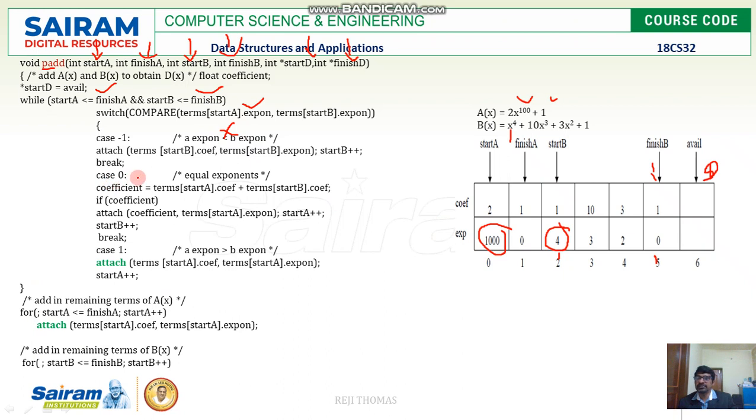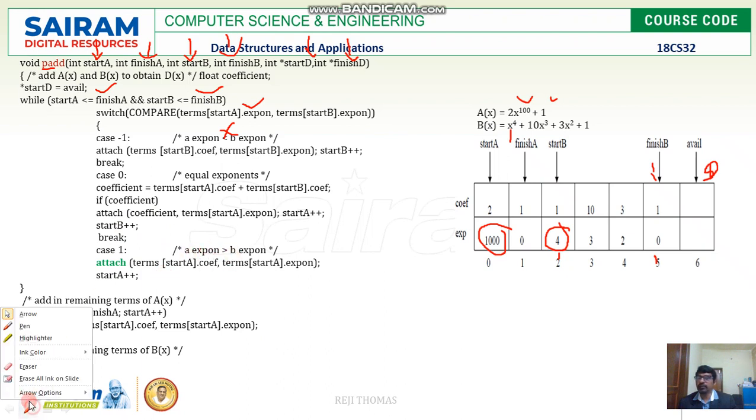The second case is case 0, coefficient. If A's exponent value is equal to B's exponent value, what happens? A's exponent value is not equal to B's exponent value, so I cannot do it. So it will come to case 1. What is case 1? A's exponent value is greater than B's exponent value. If that's the case, what you do is attach terms, start A's coefficient and start A's exponent, to the attach function.